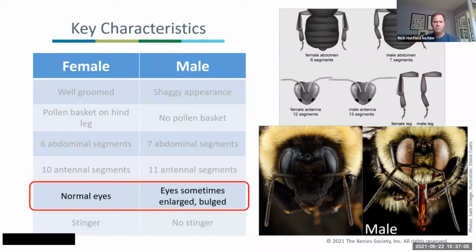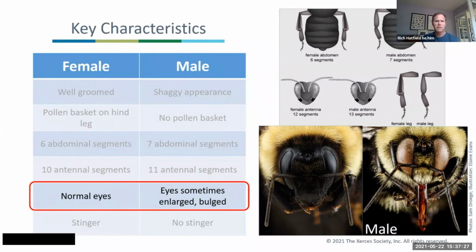And then some male bees also have extremely large bulbous eyes. You can see this on the right here. This particular species of bee has very, very large eyes. This isn't true of all males, but it is true of some males. They start to look a little bit more like a fly than a bee.